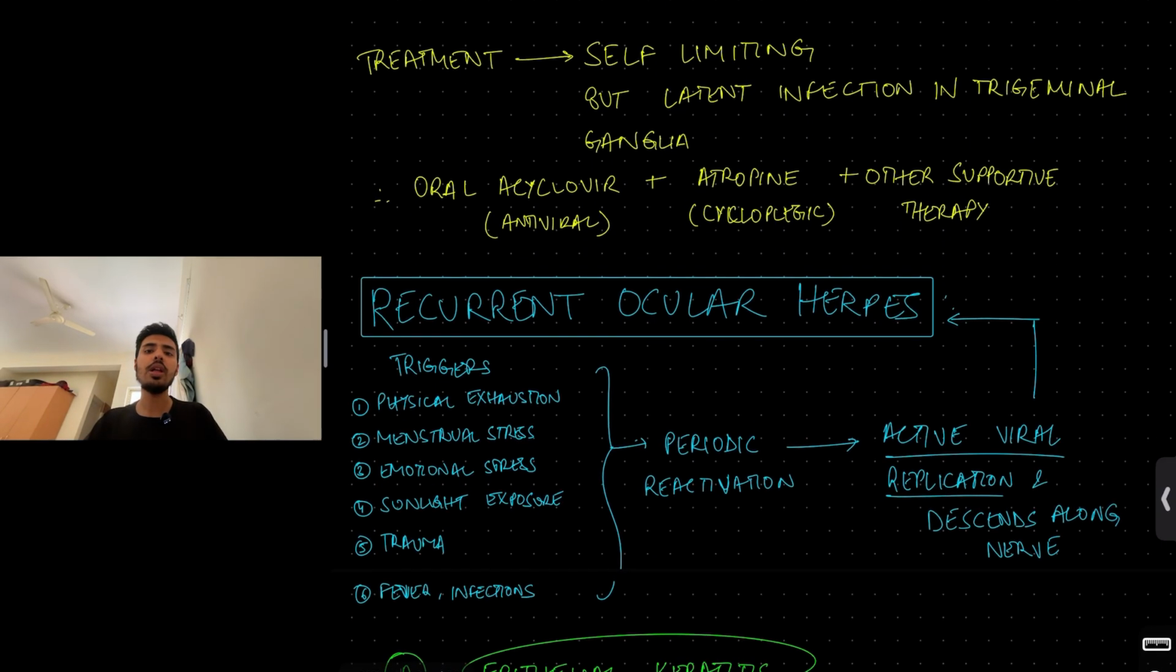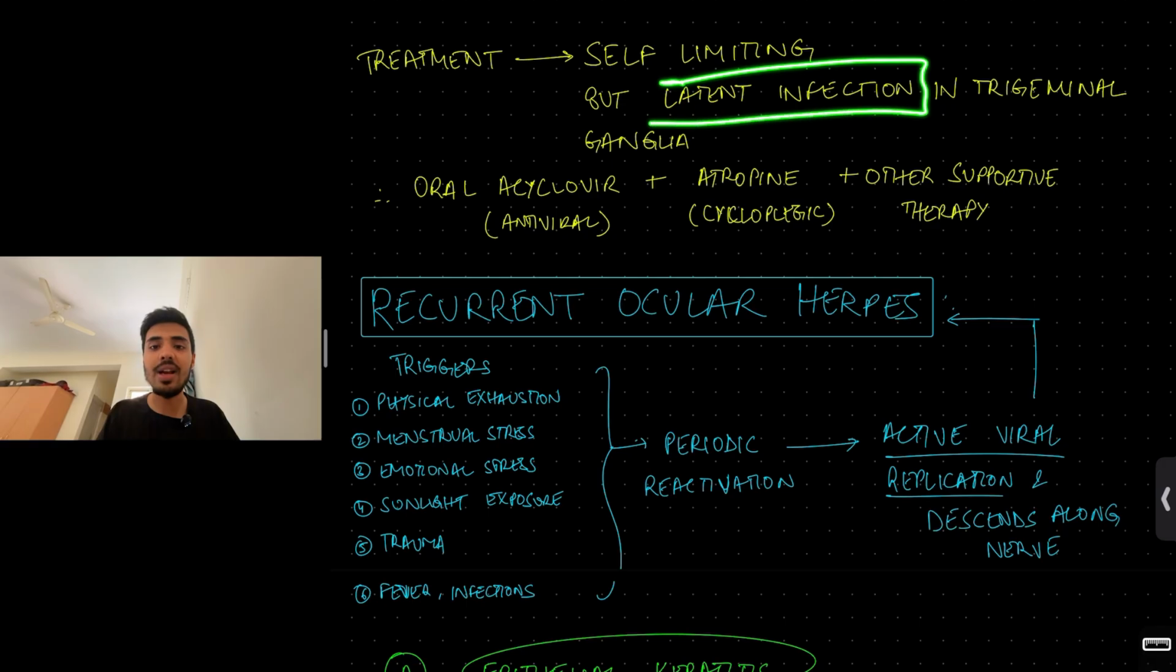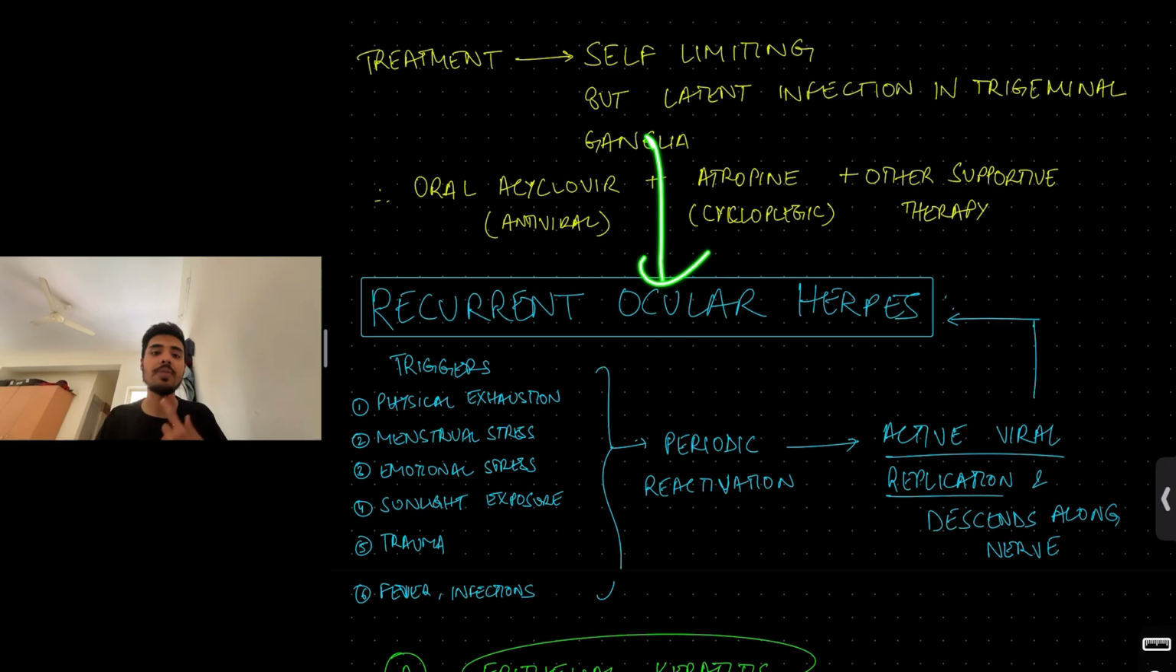Treatment: primary ocular herpes is generally self-limiting. But the problem is, the herpes will go and establish a latent infection in the trigeminal ganglion. We don't want that, because then it will lead to recurrent ocular herpes. So we'll immediately give oral acyclovir. There is no use of giving topical acyclovir because it cannot kill the latent herpes infection in the trigeminal ganglion. Along with that, for primary ocular herpes, we give atropine as a cycloplegic. We give other supportive therapy like dark goggles and anti-inflammatory analgesics, etc. This is about primary ocular herpes.